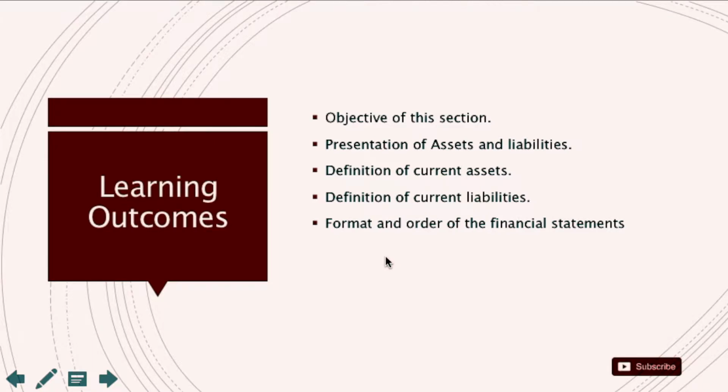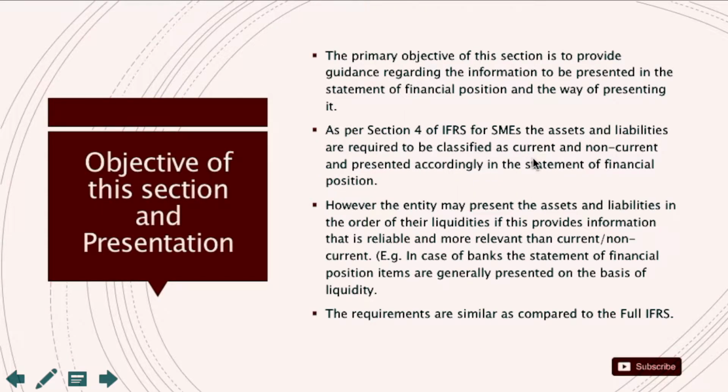After completing this session, you would have an understanding about the following areas. The first is the objective of this section, the presentation of assets and liabilities, definition of current assets and current liabilities, and format and the order of financial statements. So let's start. The primary objective of this section is to provide guidance regarding the information to be presented in the statement of financial position and the way of presenting it.